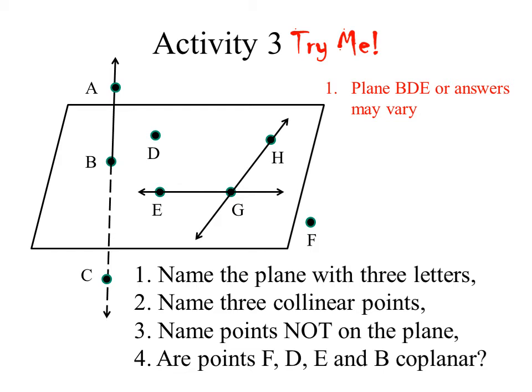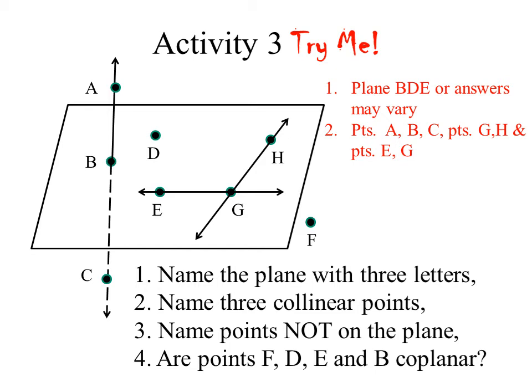So, let's check your answers. If you have already, for question number 1, name the plane with 3 letters. Okay, so we have there, plane BDE. So, are points B, D, E located on the plane? If yes, then you are correct. You can also use any other letters as long as they are located inside the plane. Okay? Now, you are also to name 3 collinear points.